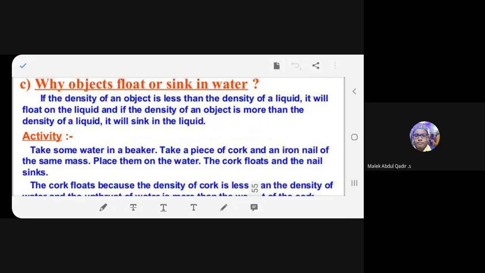What did we take? We took some water in a beaker. We took a piece of cork and an iron nail. They have the same mass. Remember, the cork and the iron nail have the same mass. We put them on the water. What will we find? The cork floats whereas the nail sinks. Why is it happening?